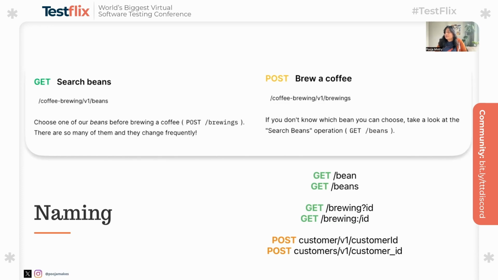So there's a lot of places where you might need to think about, how am I going to be consistent? Do I want to use the plural naming? Do I want to use the singular naming? Do I want to use a query parameter? Do I want to use something else? And so this is an interesting place for consistency to exist.